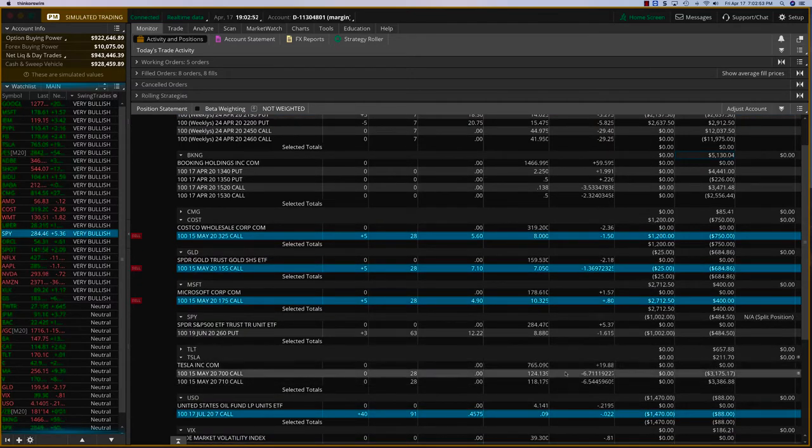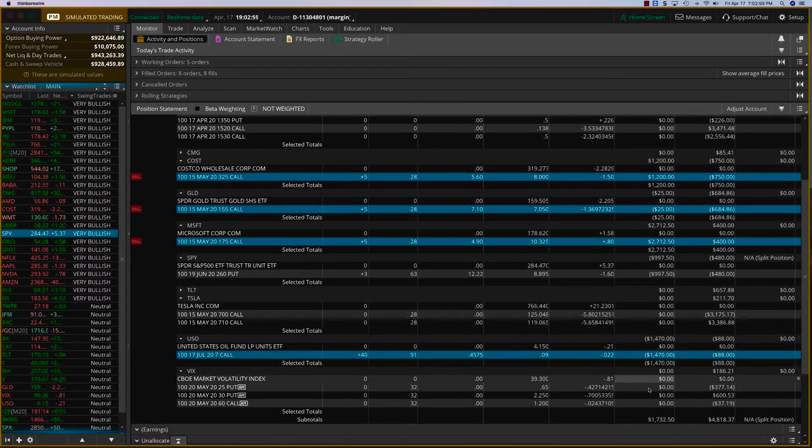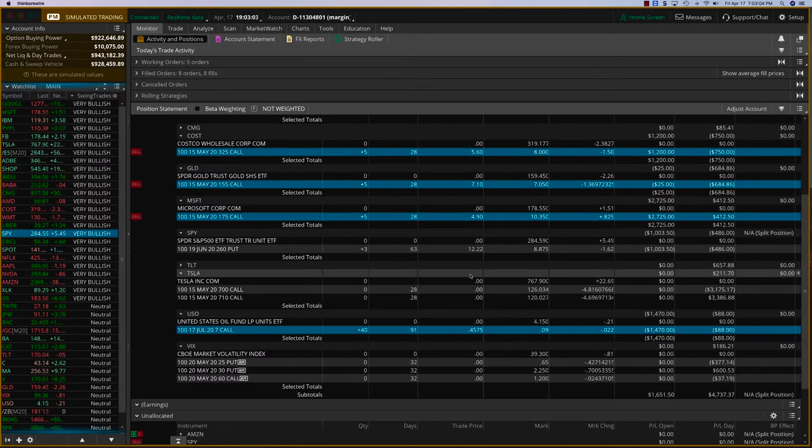Tesla also, we just closed out this trade today for a profit of about 1,200, and then a couple of small trades we are closing out, the VIX trade as well as TLT and gold and things like that.